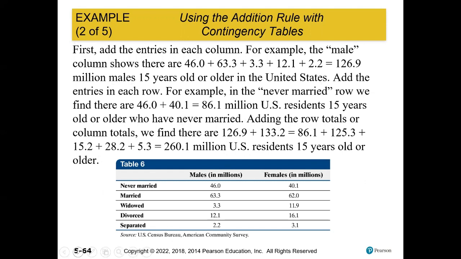So we're going to first add the entries in each column. We want the total number of males, so we do 46 plus 63.3 plus 3.3, 12.1, and 2.2. My total males is 126.9 million. I can then do this column here, the females: 40.1, 62, 11.9, 16.1, and 3.1 gives 133.2, because I want to have my total down here. If I add those two together, my total that I'm working with is 260.1 million.